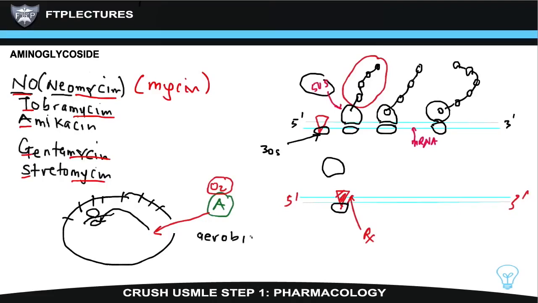which means they can only work on aerobic bacteria. Wait a minute, only aerobic bacteria? Well, look at the word: aerobic means they need air to breathe. That's a very, very important point, because the bacteria that we're going to be killing with these drugs are gram-negative organisms. So let's find out which ones we're actually going to be killing.